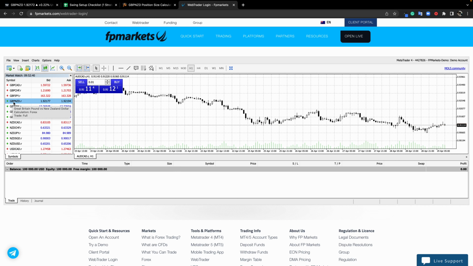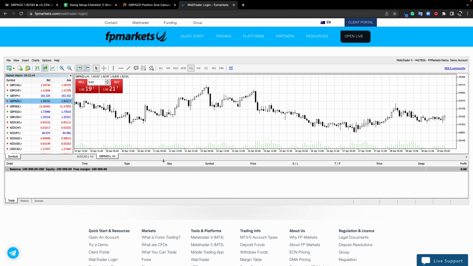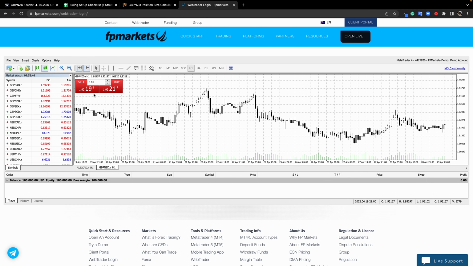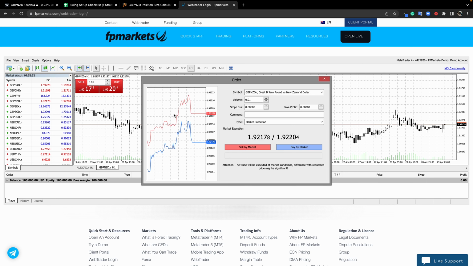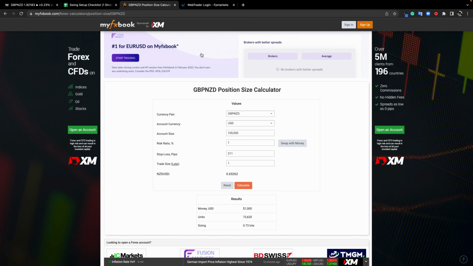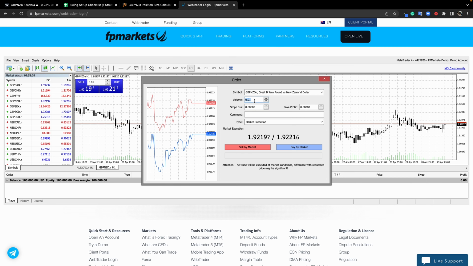So it's pound Kiwi. Now you can right click, go chart window, if you want to bring up the chart window. And then you can right click anywhere in the chart and go trading, and you go new order. So new order. Now the volume is the lots. So how much do we want to trade? I've already copied, maybe it's not letting me copy it. So 0.73 lots. So we go 0.73.